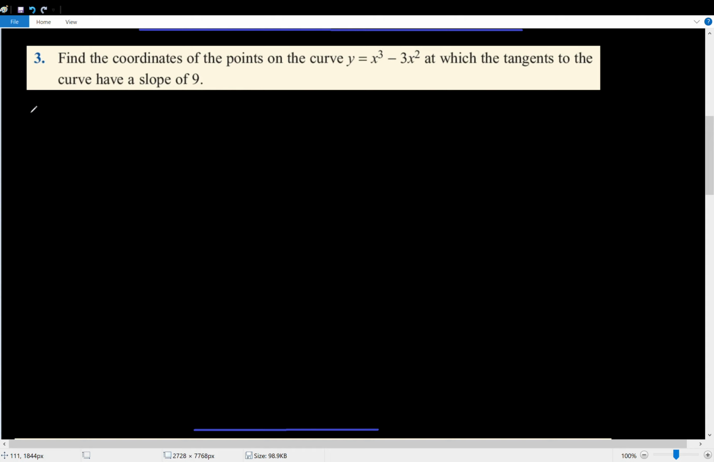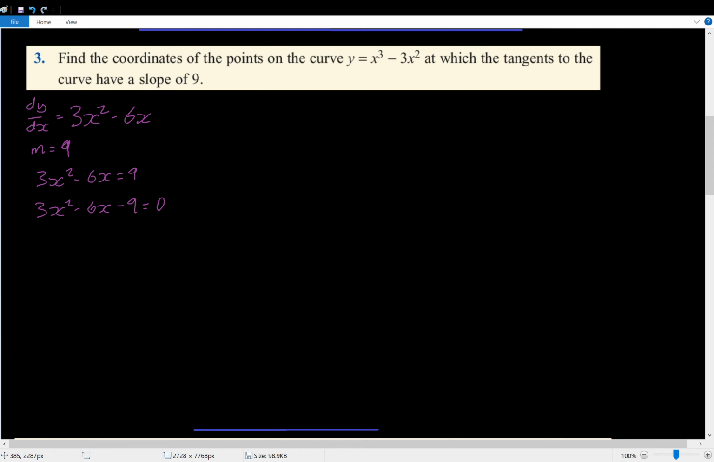So first things first, we're going to differentiate. We're going to get our dy dx, which is going to be equal to 3x squared minus 6x. And we have a slope of 9, our m is equal to 9. So we're going to say that 3x squared minus 6x is equal to 9. And now we have to solve that out for x. Well, this is a quadratic trinomial, so we're going to bring our 9 over, and we get 3x squared minus 6x minus 9 is equal to 0.